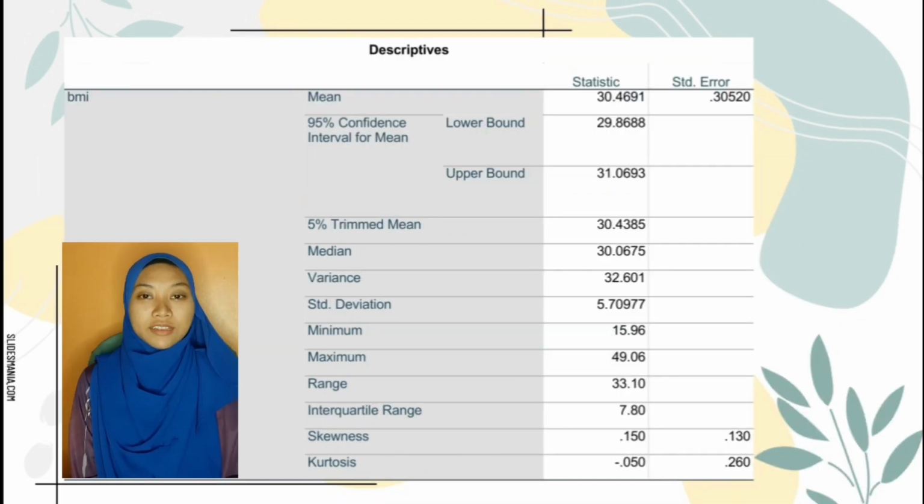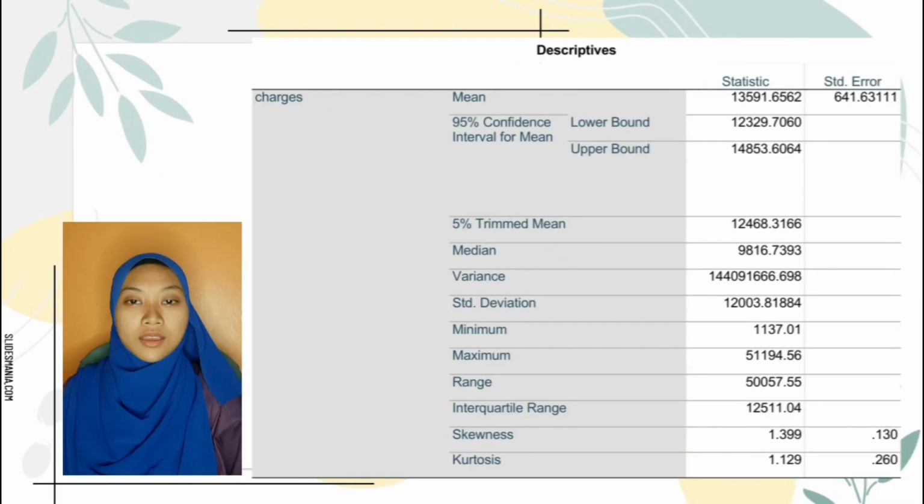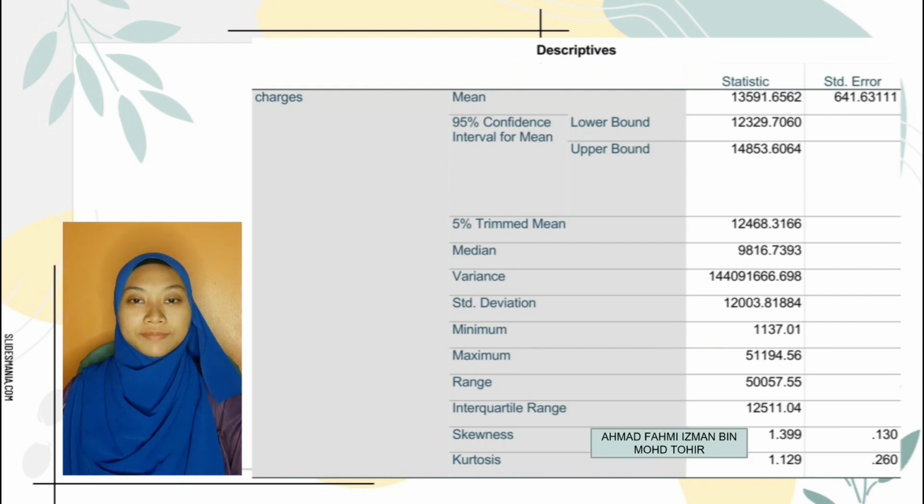The confidence limits range for BMI is from 29.8688 to 31.0693. About 95% of similarly constructed intervals include the population parameter. The confidence limits range for charges is from 12,329.7060 to 14,853.6064. About 95% of similarly constructed intervals include the population parameter.